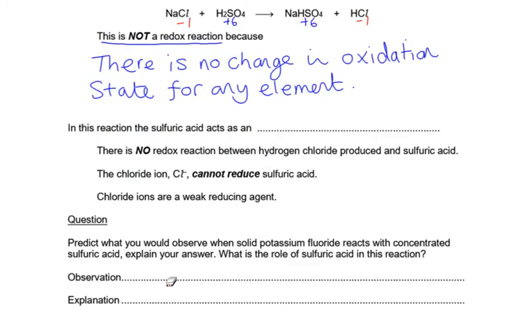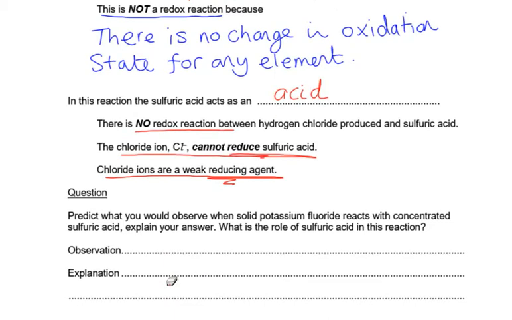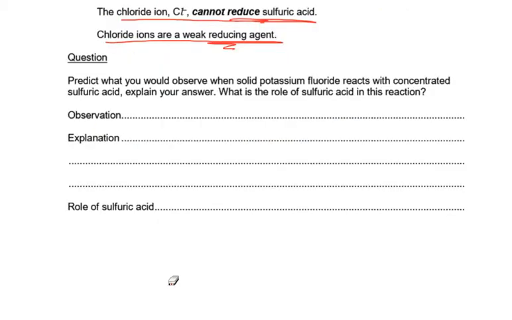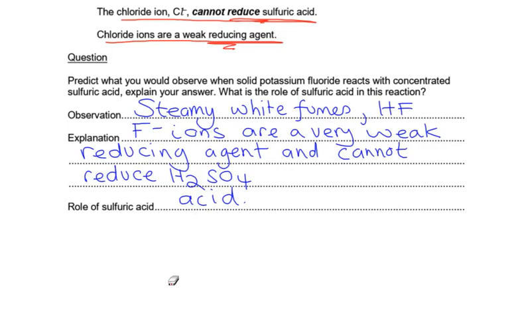You see there that the sulfuric acid is acting to donate a proton, so it is acting as an acid. So no redox reaction occurs. The chloride ion cannot reduce sulfuric acid, so it's a weak reducing agent. Thinking about what you know about group 7 now, you can have a go at the question. You can then check your answer.